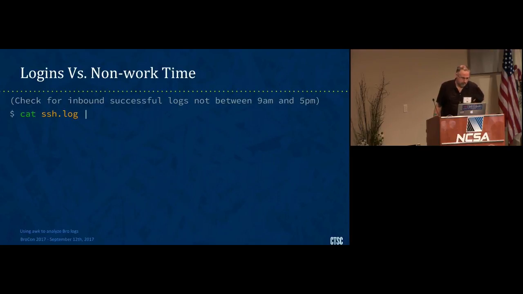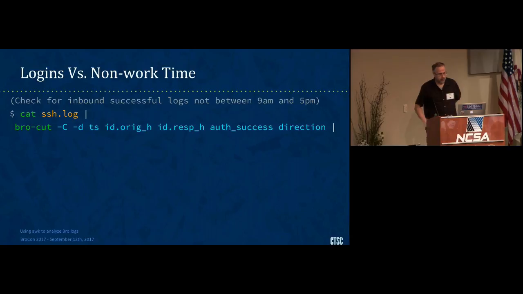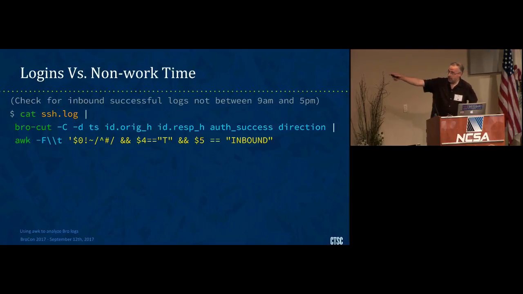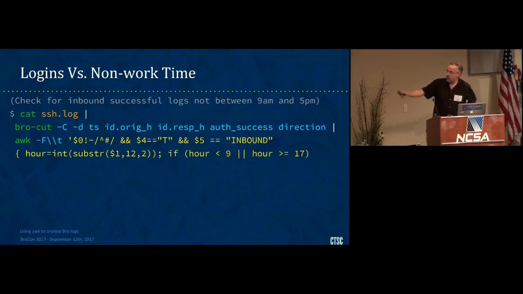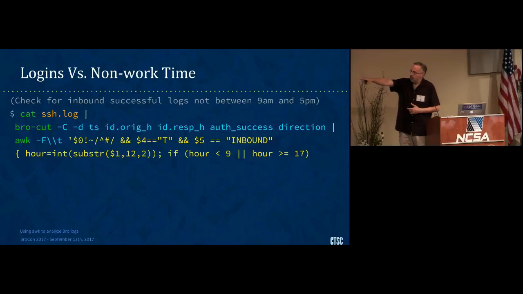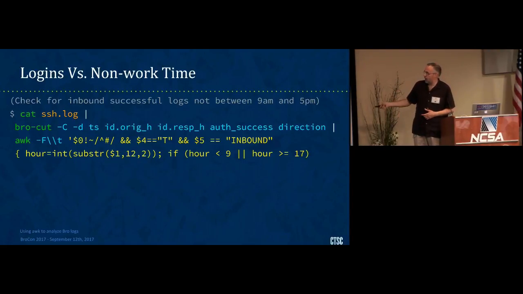So we cat in ssh.log, and this is only going to look at the current log session. It's not going to combine it with a zcat, but you could combine it with zcat if you want. Pass it into BroCut just to get the columns we care about in this case: timestamp, the origin host, the response host, the auth success, and the direction, and then start running these comparisons. If auth success is true and the direction is inbound, then let's get the hour and set a variable called hour, and that int means convert the string of the hour to an integer, so that we can do a numerical comparison on it. So we set hour to be the actual hour part of the timestamp, then we say if hour is less than 9 or greater than 5 o'clock, essentially, then print it out and pipe it into less.